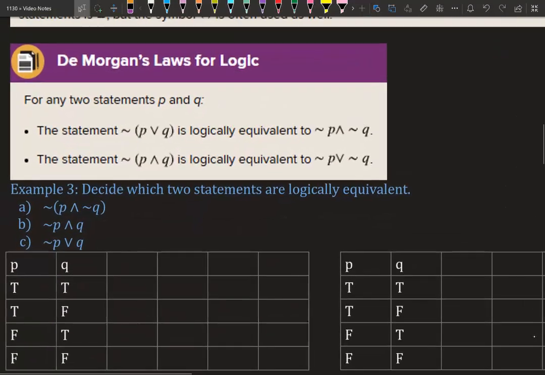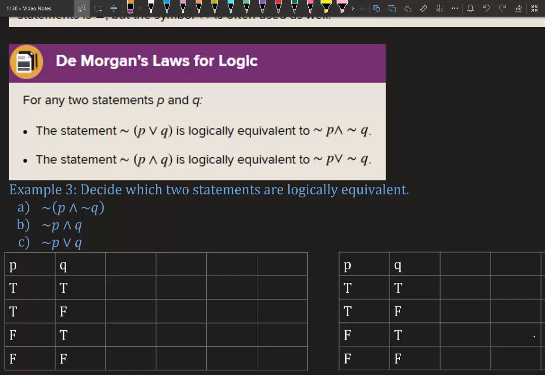Alright, De Morgan's law. For any two statements P and Q, the negation of P or Q is the same thing as negation P and negation Q. Vice versa, the negation of P and Q is the same thing as negation P or negation Q. Because it negates it, it switches everything, because the negation is the negative. Negative means opposite. That's why all the signs change to opposite.